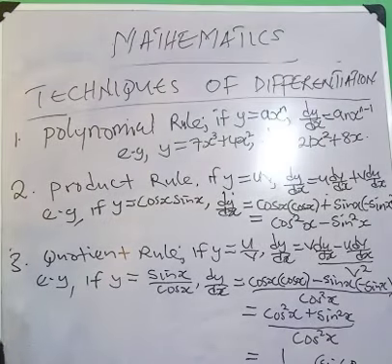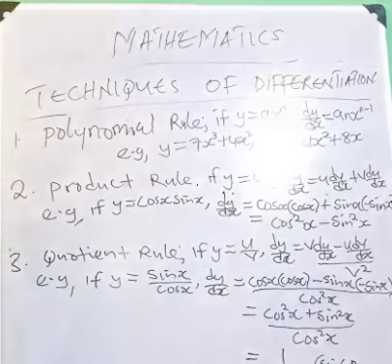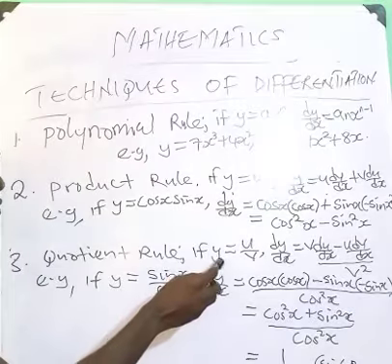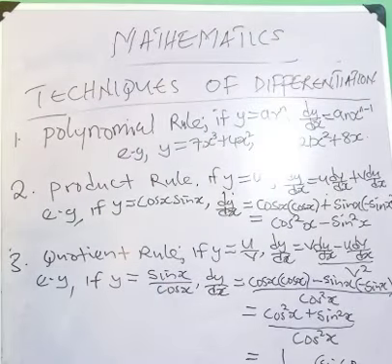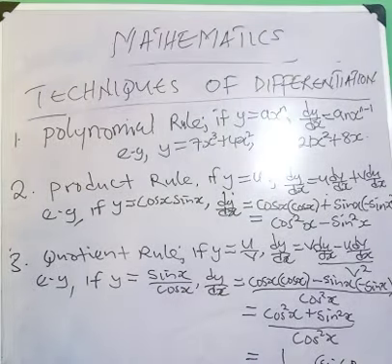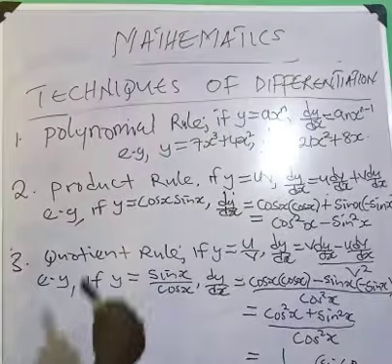Now look at the third rule before us, the quotient rule. What if I'm dealing with a case whereby I have a fraction, a numerator and a denominator? What do I do? Very simple. The rule says y equal to u over v. Of course, u and v depend on x. This time around, the independent variable we are dealing with is x, but it could be t, it could be any of the letters, but we are dealing with x this time.